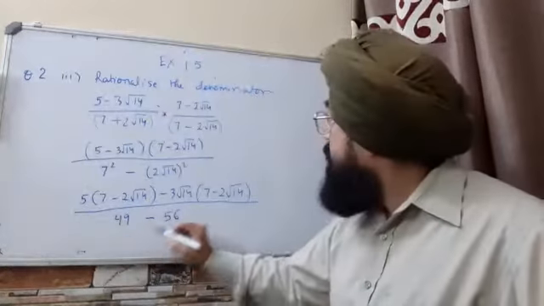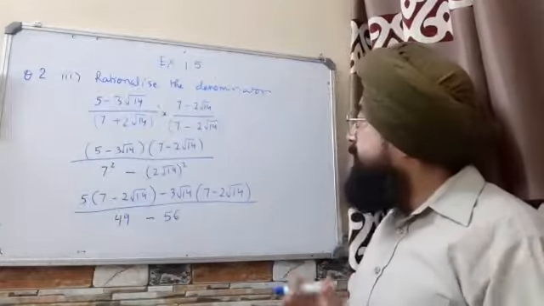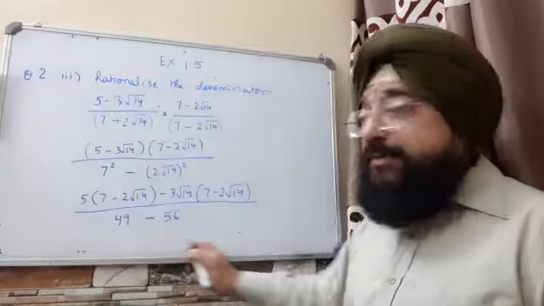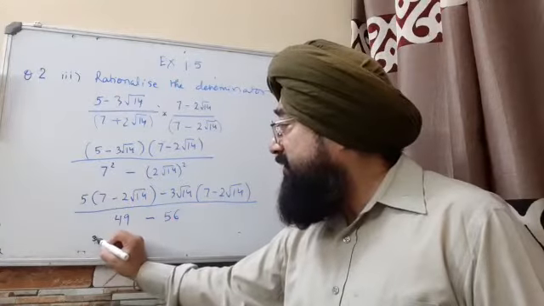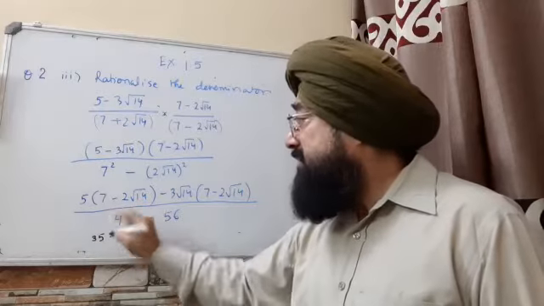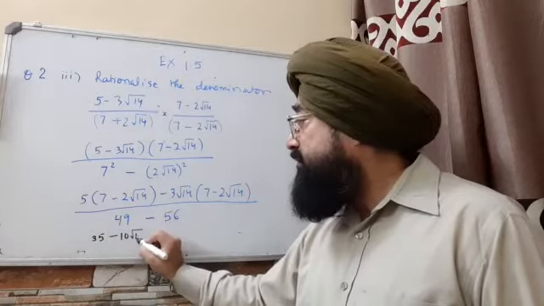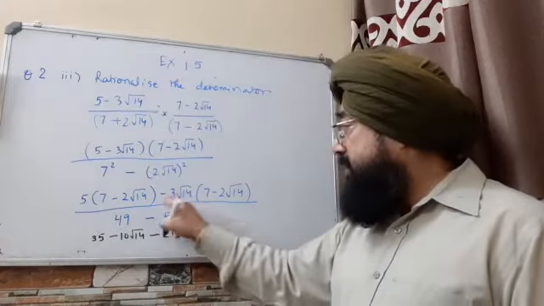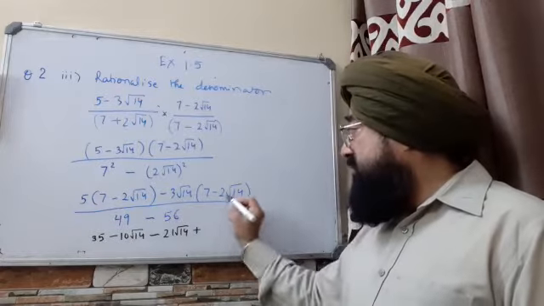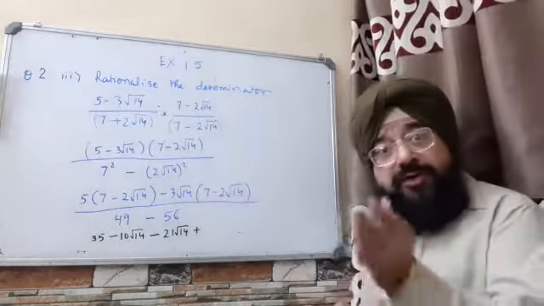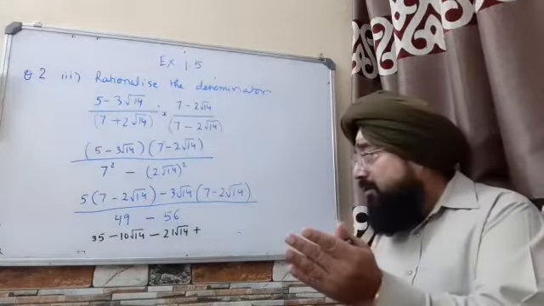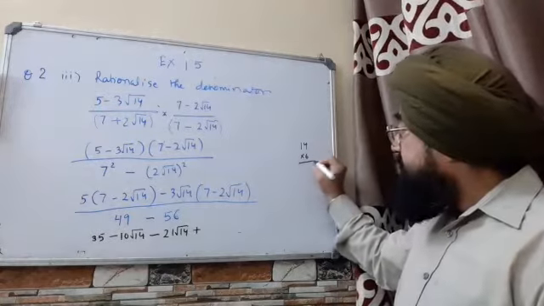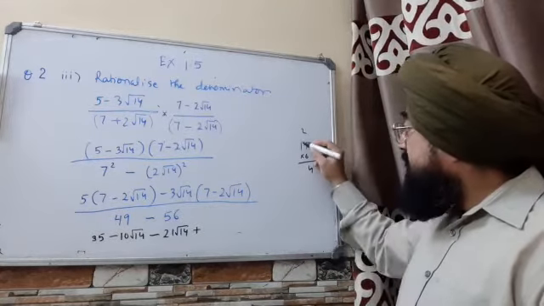Now I don't have the luxury of a big board here, so I need to change my color and write it small. If you can pardon me, I will be writing it here. 7 5s are 35, and minus 5 2s are 10 root 14, minus 3 into 7 is 21 root 14, and minus into minus is plus. 3 2s are 6. 6 into root 14 into root 14, root 14 square, which is equal to 14. So 6 into 14: 6 4s are 24, carry 2, 6 on the 6, 7, 8, 84.